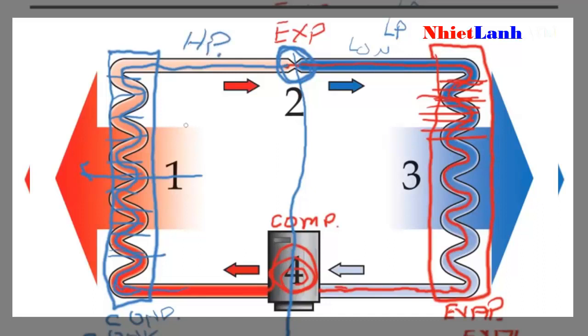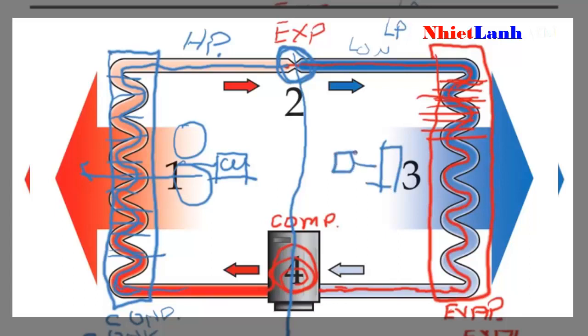There are also a couple of other components. We have a propeller type fan on the outside unit, and it's called the condenser fan motor and condenser fan. Then we have a fan on the inside that's called the evaporator fan and the evaporator fan motor. So that's the basic components of your refrigeration system.